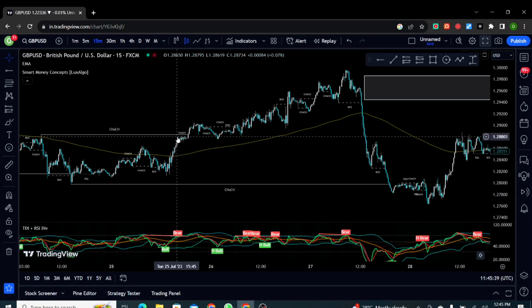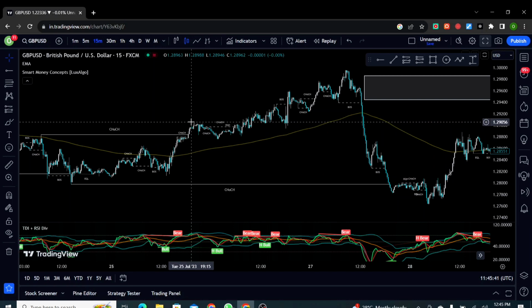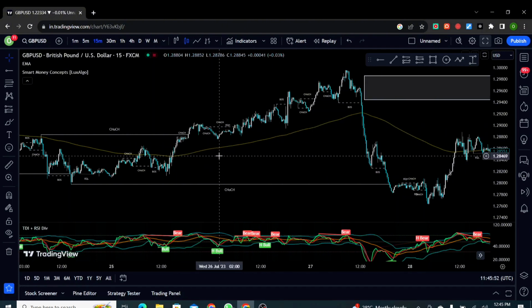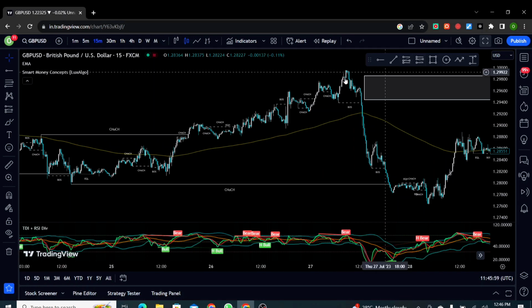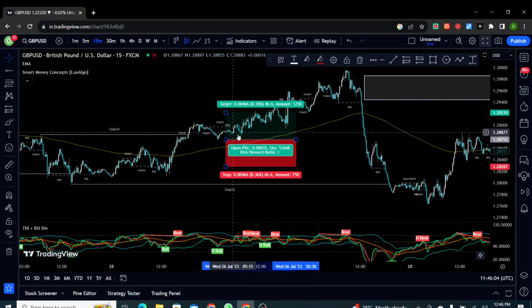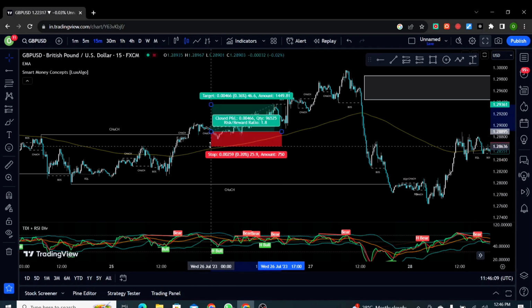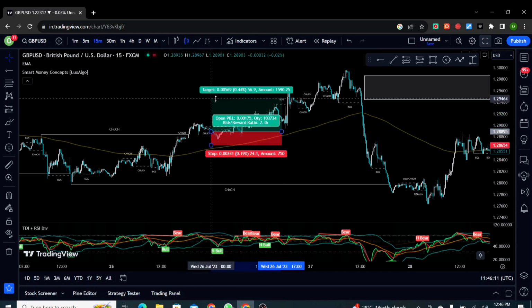The market crossed the 200 EMA, then you wait for the market to be overbought. While the market is overbought, then you wait for it to be oversold. From this area, you can see the market is oversold. It's out of the channel. Then you take your trade. One ratio 2, 3, and see.